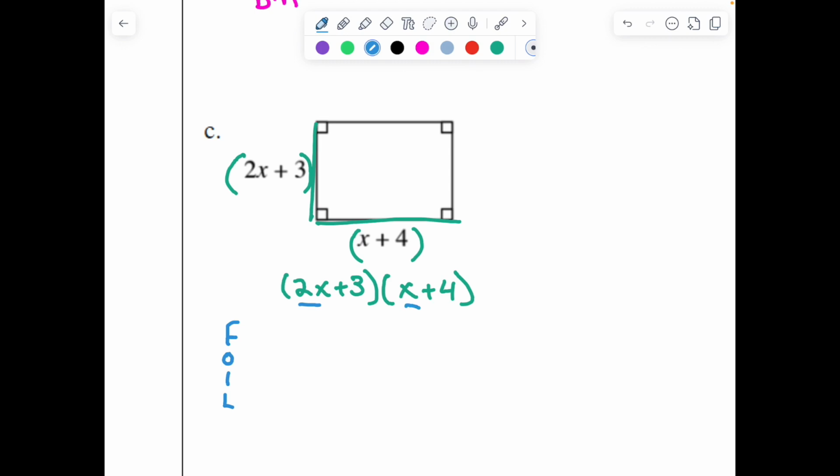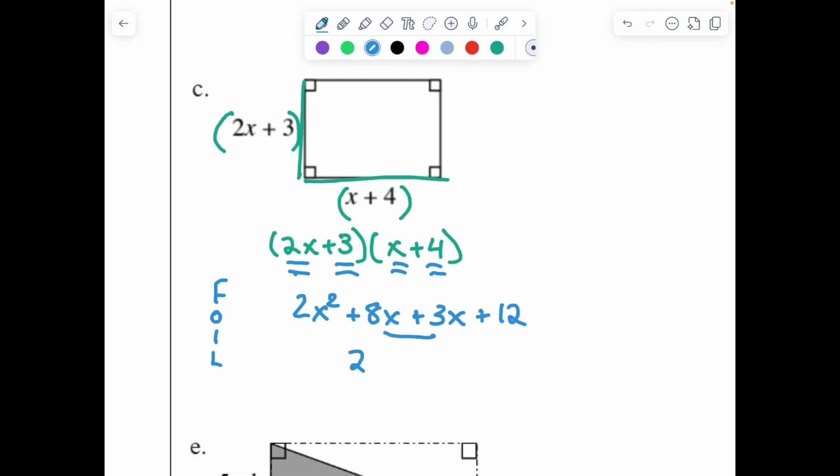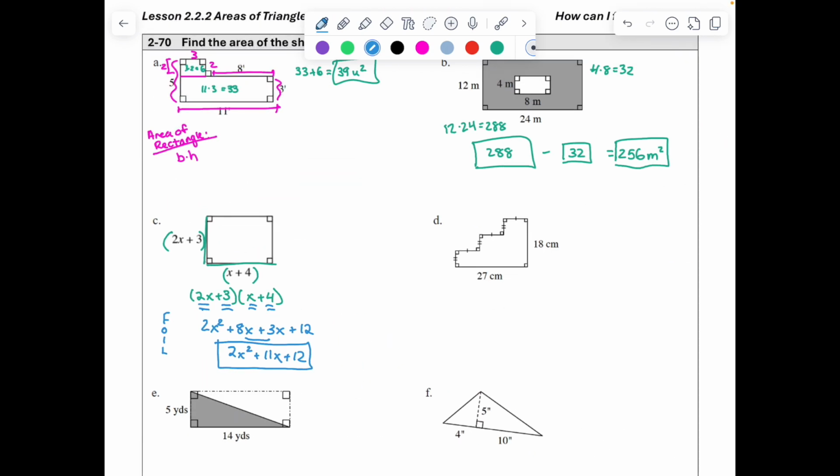So I'm going to multiply the 2x times the x, which is 2x squared. Then the 2x by the 4, which is 8x. Then 3 times x, which is 3x. And then lastly, 3 times 4, which is 12. Then I'm going to combine these x's here, 2x squared plus 11x plus 12. And that is my area of that rectangle.